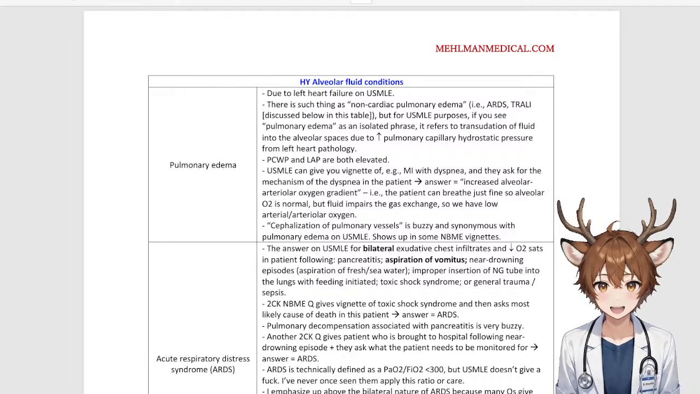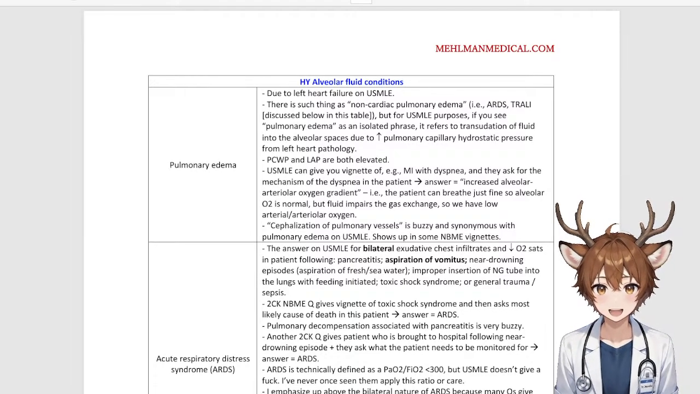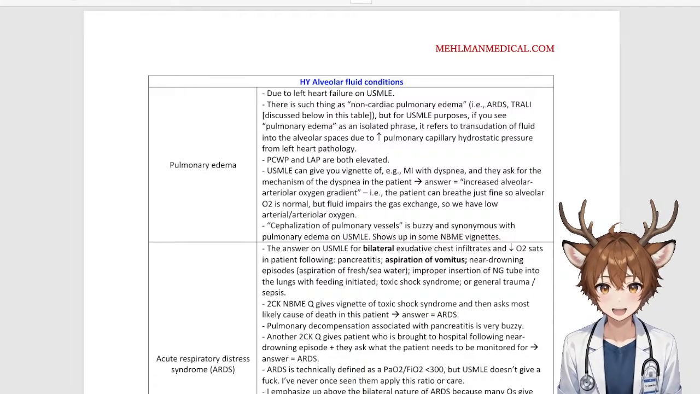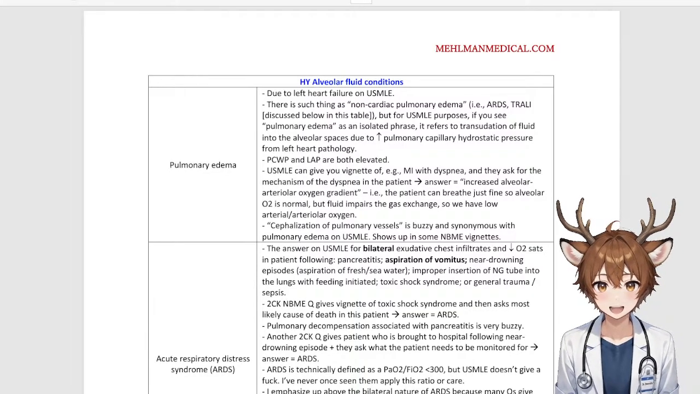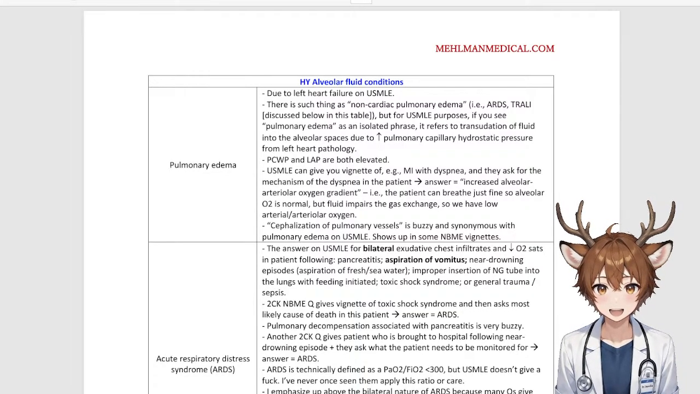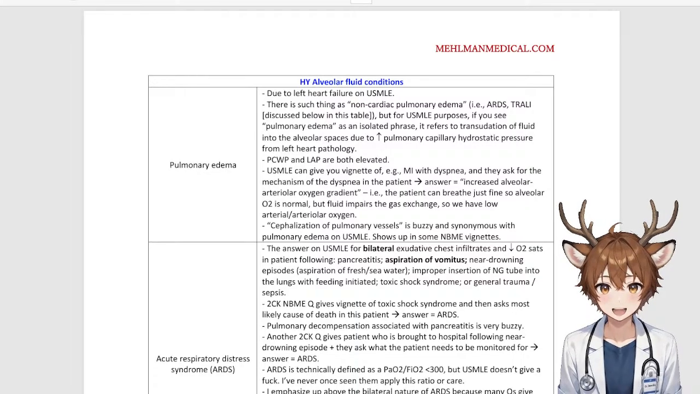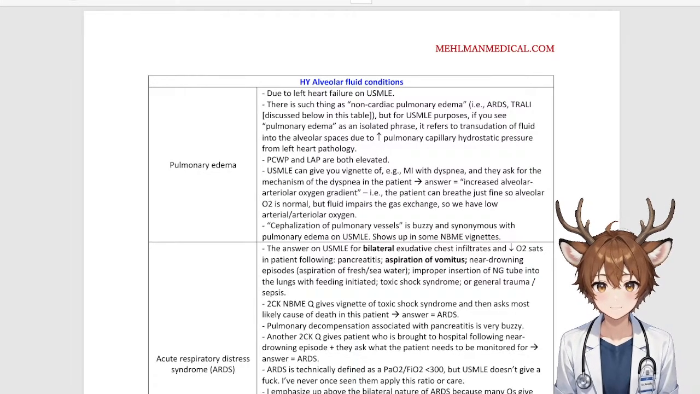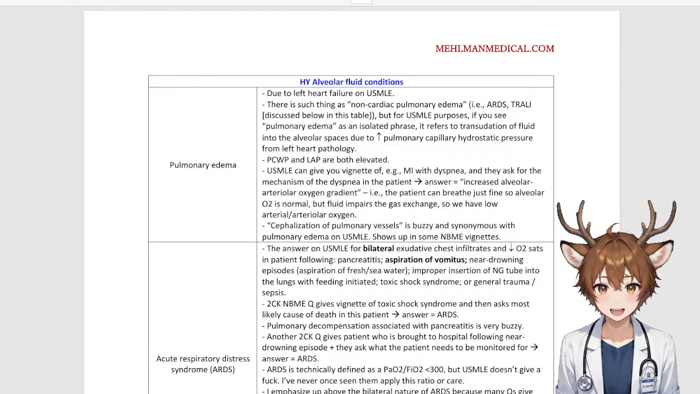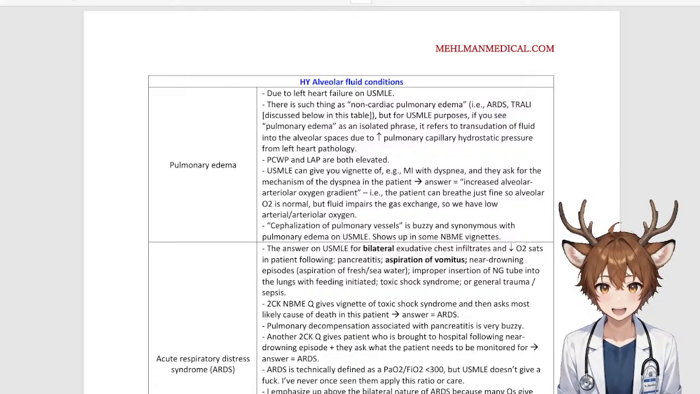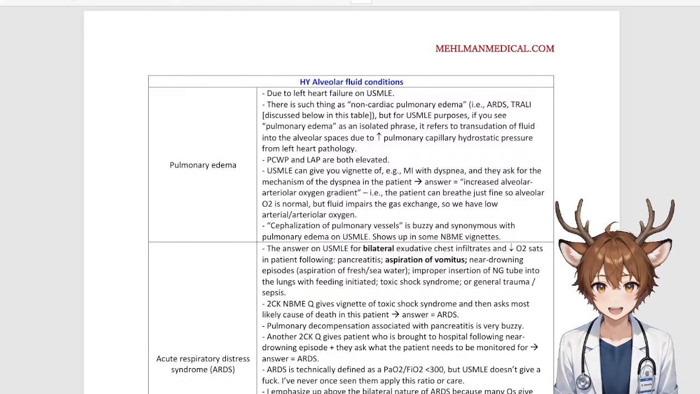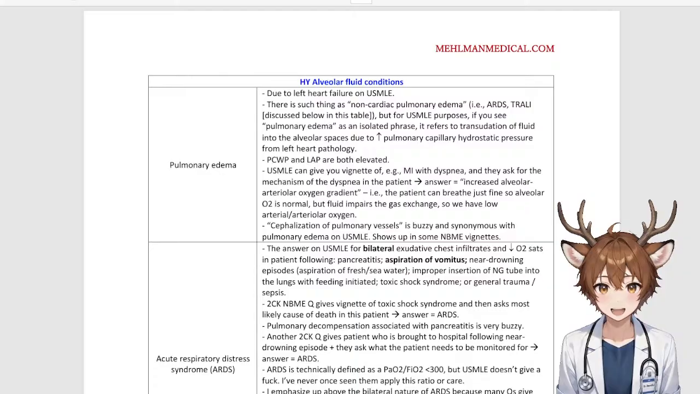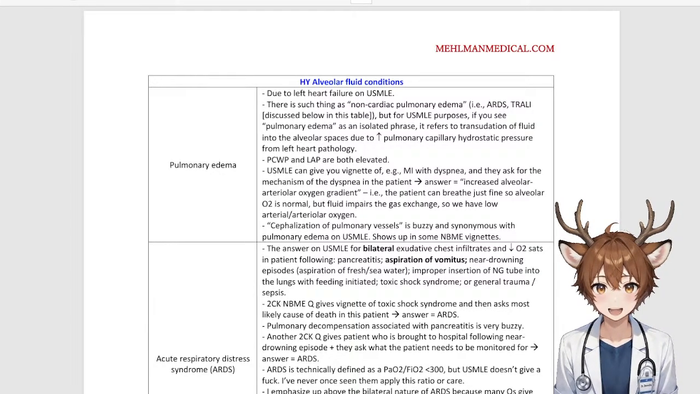The pulmonary capillary wedge pressure and the LAP are both elevated. USMLE can give you a vignette of, for example, MI with shortness of breath, and they ask for the mechanism of the dyspnea in the patient, leading to an answer of increased alveolar-arterial oxygen gradient. That is to say, the patient can breathe just fine, so alveolar O2 is normal, but fluid impairs the gas exchange, so we have low arterial oxygen.